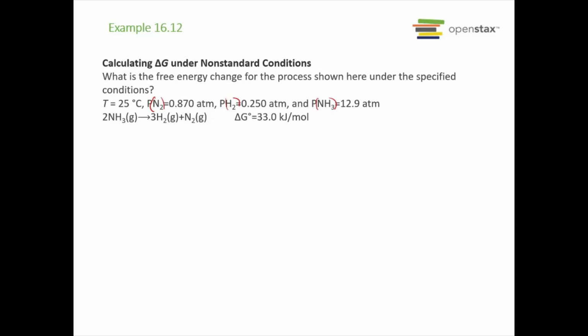So recall that delta G under non-standard conditions is equal to delta G standard plus RT times the natural log of Q.